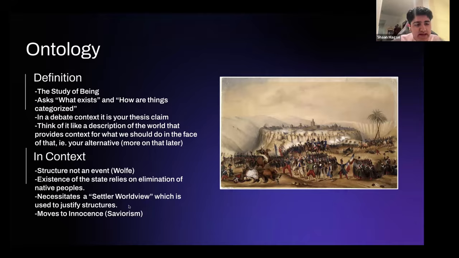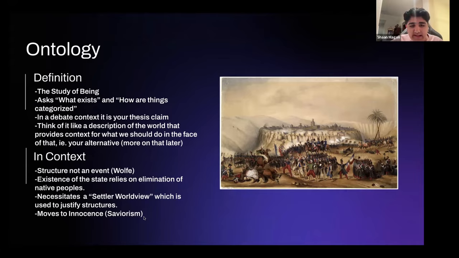The next thing is that it necessitates a settler worldview, which is used to justify its structures. The state has to say that the things that they did in the past, i.e., colonizing these places and killing thousands of indigenous people, there has to be an idea that that was somewhat justified for the state to exist today. That's under the guise of things such as technical modernization, establishing an order, etc., which we'll cover more later.